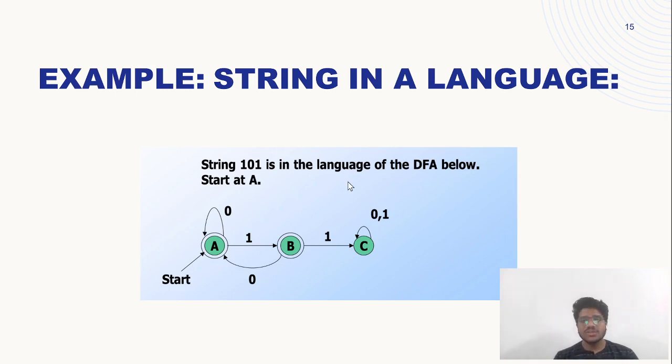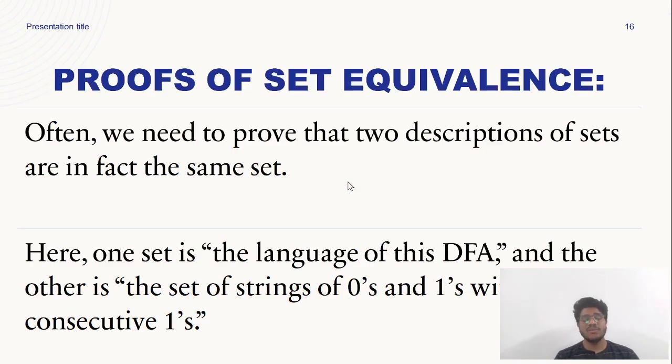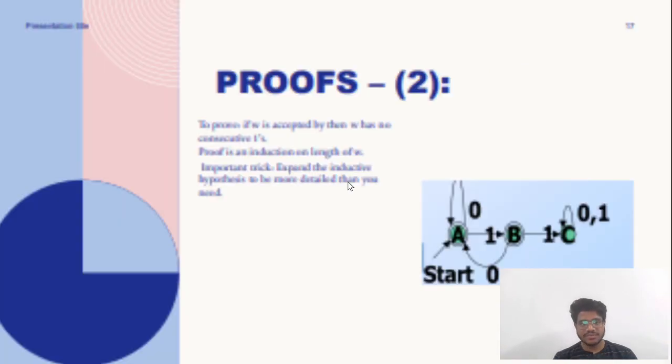Next one, a proof of set equivalence. Often we need to prove that two descriptions of sets are in fact the same set. Here, one set is the language of this DFA, and the other is the set of strings of zeros and ones with no consecutive ones. Here, we can prove the set equivalence.